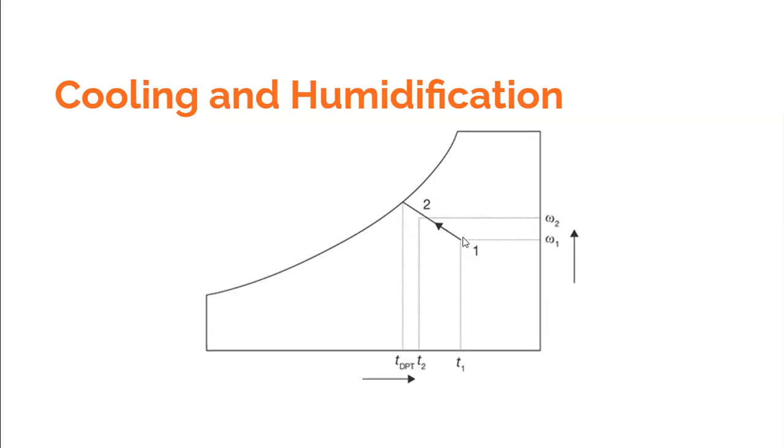So it is humidification because omega 1 increases to omega 2, and it is cooling because the temperature decreases from T1 to T2. So this is an interesting representation of a process called cooling and humidification. It is the psychrometric process employed if you want to increase the humidity also along with the decrease in the temperature.